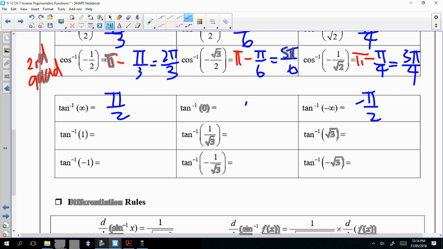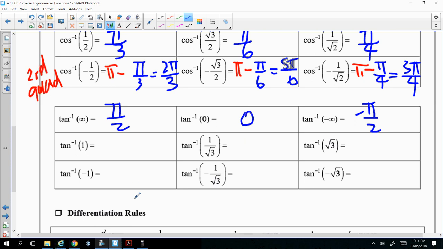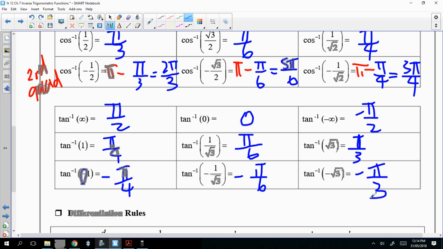So tan inverse 1 is pi on 4. The negative gives you negative pi on 4. So if you know one, the other one you will know. It's easy. And same for that one. That's pi over 6. That will be negative pi over 6. This will be pi over 3, negative pi over 3. Like that.